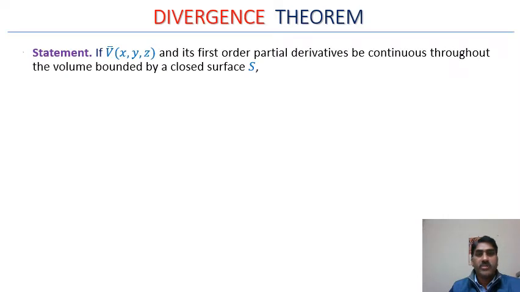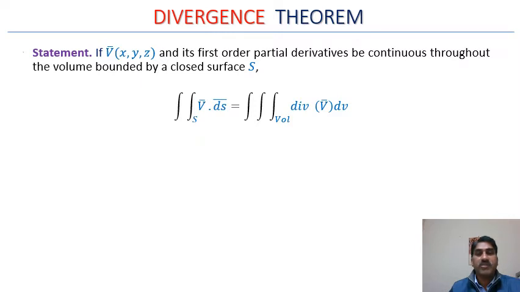The Gauss theorem states that if V(x, y, z), a vector function, and its first order partial derivatives are continuous throughout a volume bounded by some closed surface S, then the surface integral of V over the surface S is equal to the volume integral of divergence of V. Meaning we have the normal surface integral V dot dS, as we have done in Stokes.